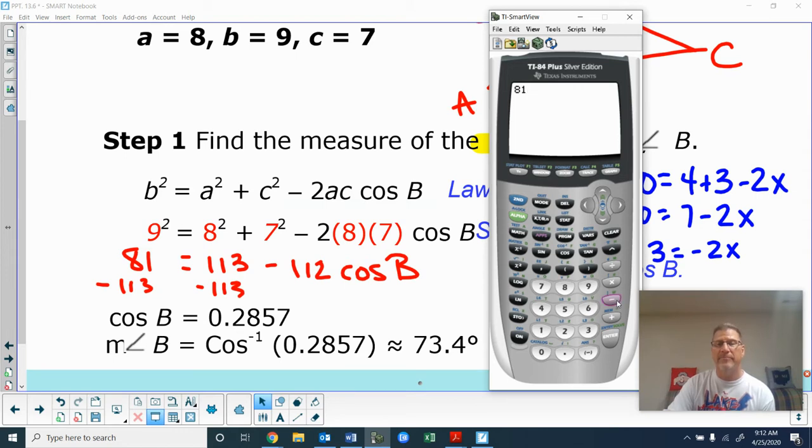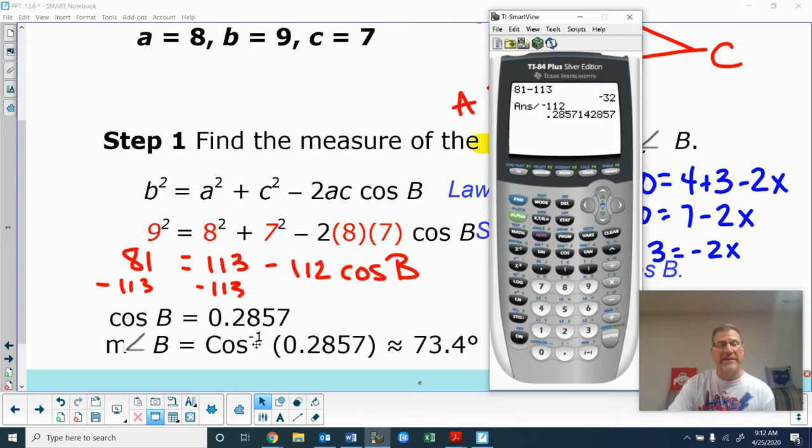81 minus 113, I get negative 32. All right, and then I'm going to divide by this negative 112 to get the cosine of B alone. So this is how I'm getting this 0.2857. I'm going to divide by negative 112, and there's the 0.2857. Again, that's what the cosine of B equals.